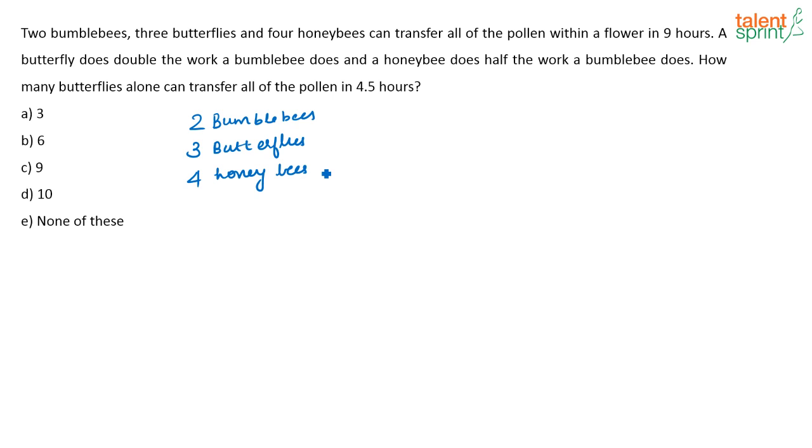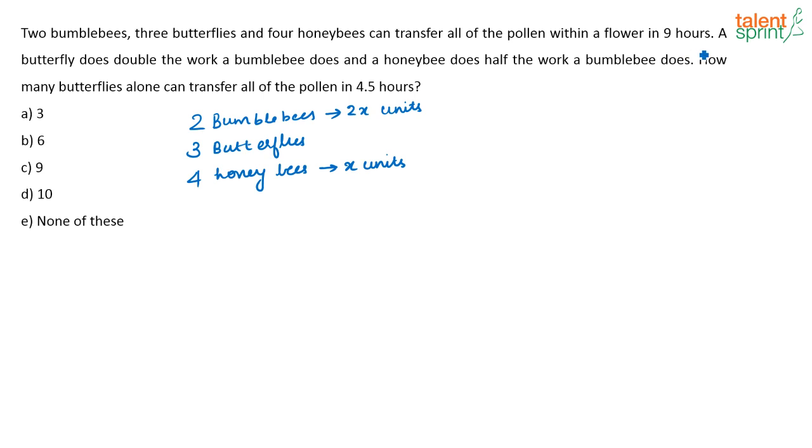So if I say that the honeybee is doing X units of work in 1 hour, I'm just assuming that. It is given here, honeybee does half the work a bumblebee does. So how much work will the bumblebee do? The bumblebee will do 2x units of work. Honeybee is doing X units, means bumblebee will do double. The bumblebee is doing 2x units, honeybee does half of that, that is X units.